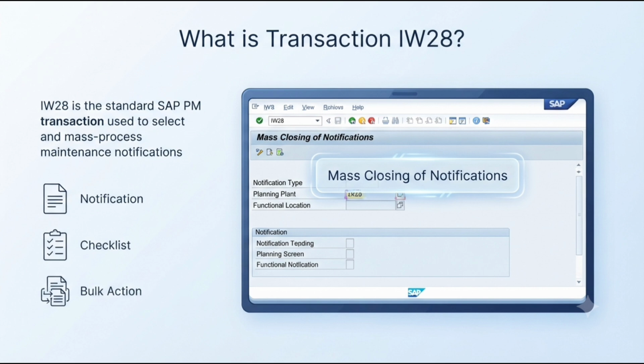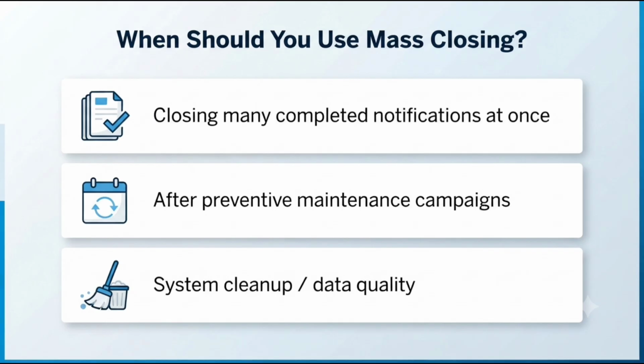It is especially useful when you have many notifications that have already been processed on the shop floor but still remain open in the system. The transaction uses the familiar ALV list format, giving you sorting, filtering, and selection capabilities. Understanding IW28 is essential for maintaining clean notification data and supporting accurate reporting in SAP PM.